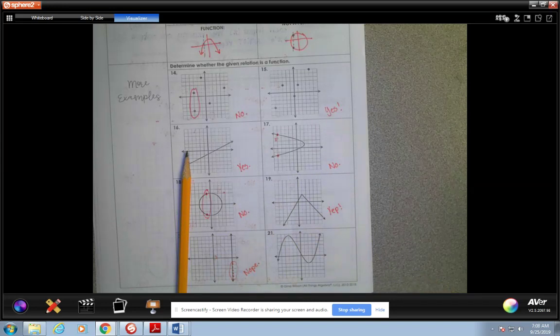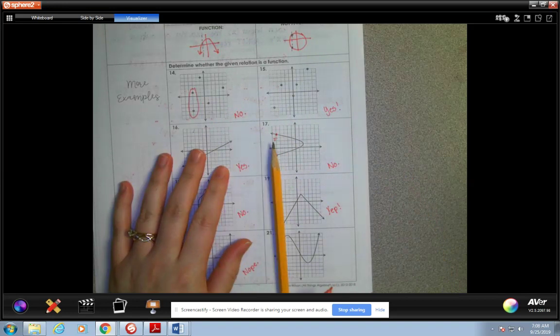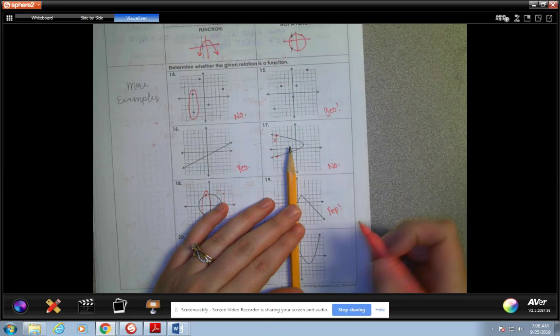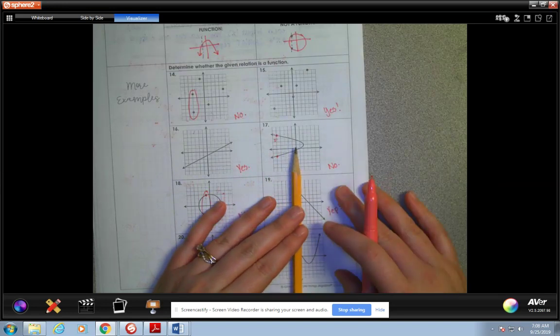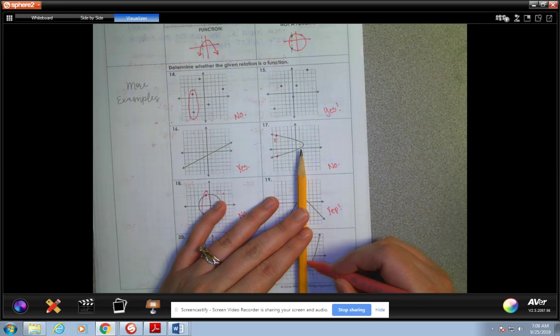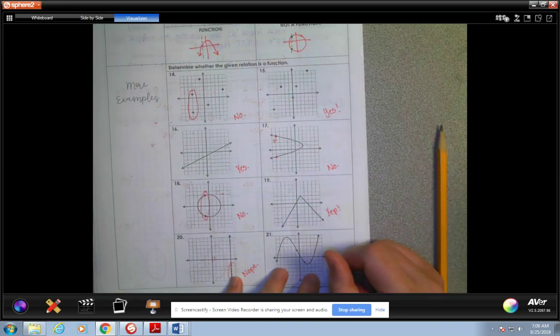All right, so now we're looking at 21. Taking our pencil, we're going from the left to the right. I'm looking at only hitting once. Oh, I'm seeing maybe where it's going to hit twice, but as I keep going, it's only hitting one time here. There's not another time. So I keep going, ooh, one time, still just one time. So this one is a function. Yes, it is.